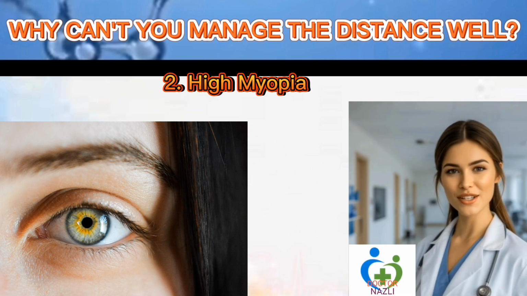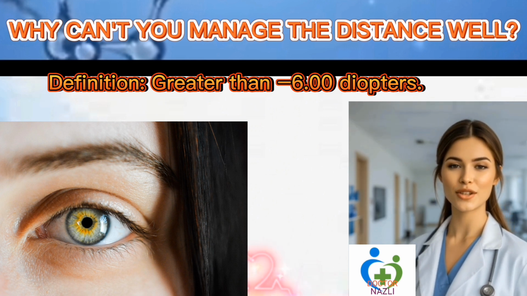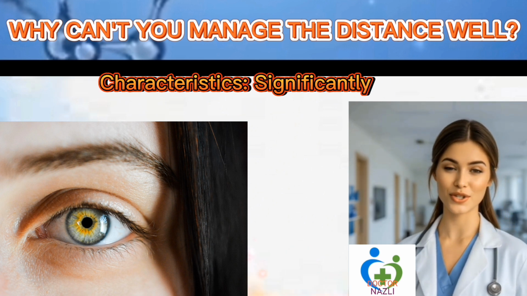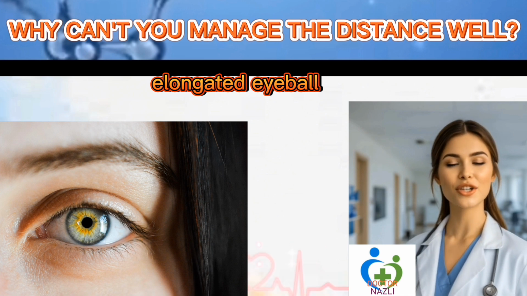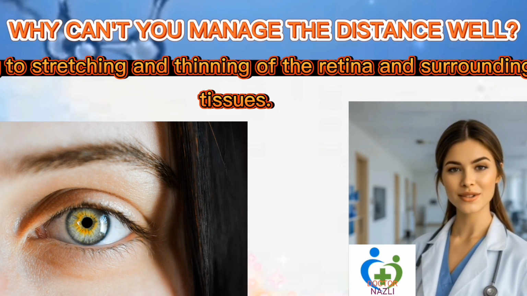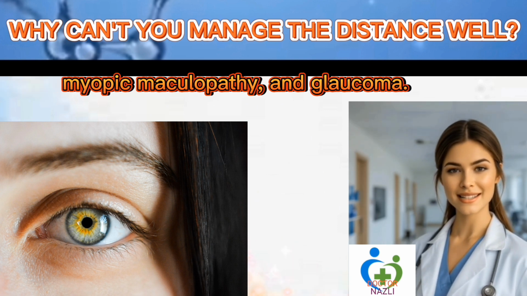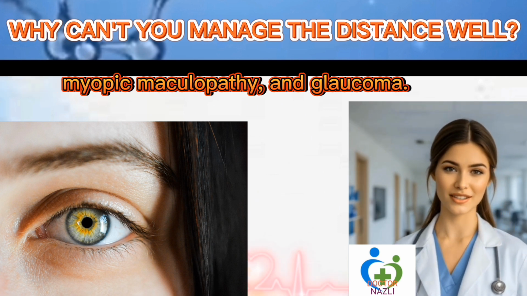2. High myopia. Definition: greater than 6.0 diopters. Characteristics: significantly elongated eyeball, leading to stretching and thinning of the retina and surrounding tissues. Risks: increased likelihood of retinal detachment, myopic maculopathy, and glaucoma.